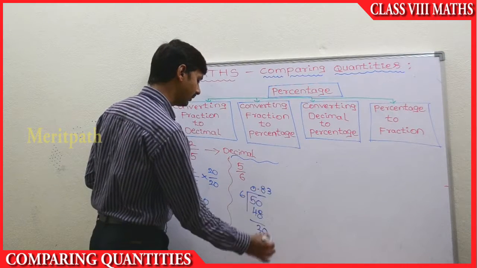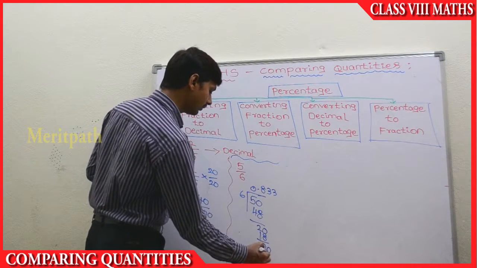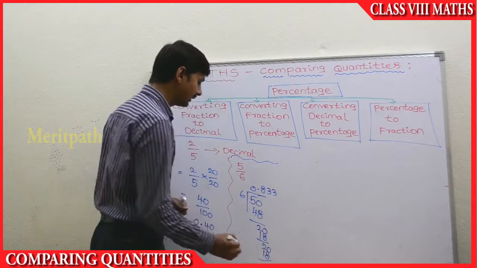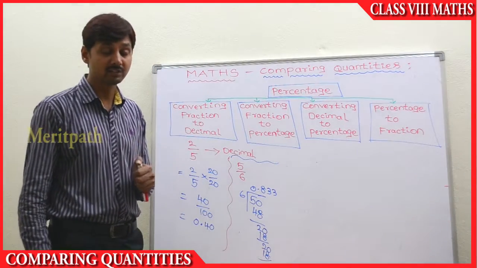Again the same process, 3 times 6 is 18. It continues, because this is what we call a non-terminating decimal.